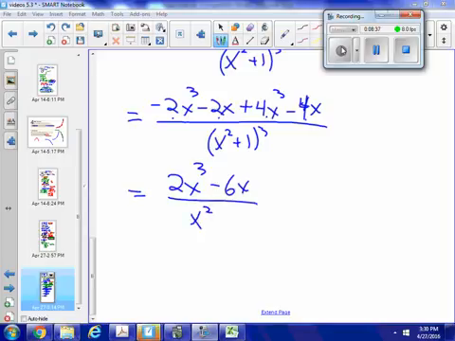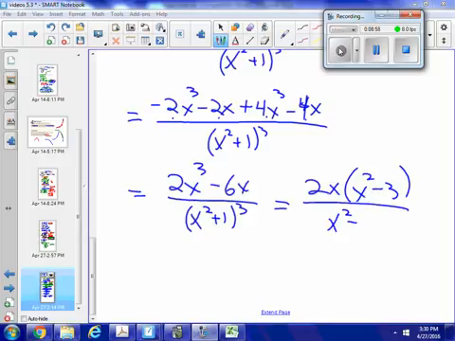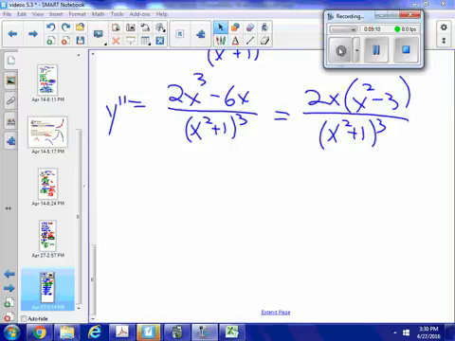over (x squared plus 1) cubed, which I can simplify a little bit more, and I can pull out a 2x from the numerator, and I get x squared minus 3 over (x squared plus 1) cubed. So this is my y double prime. And I want to find out where it's equal to 0 or where it does not exist.